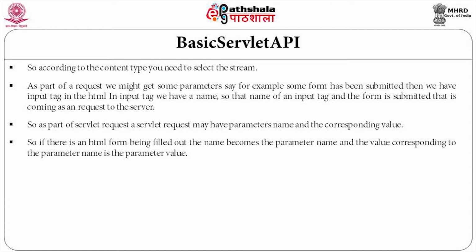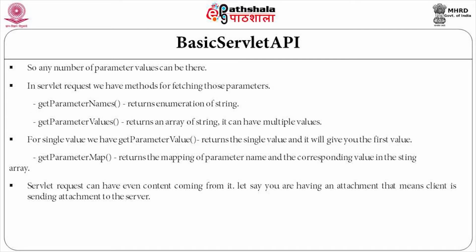As far as servlet request is concerned, we have methods for fetching those parameters, several methods to get those parameter values. For example, we have a method called get parameter names to give us an enumeration of strings. So, what are all the different parameters which have been used? We even have a method called get parameter values, which takes the name of a parameter, but returns an array of string.